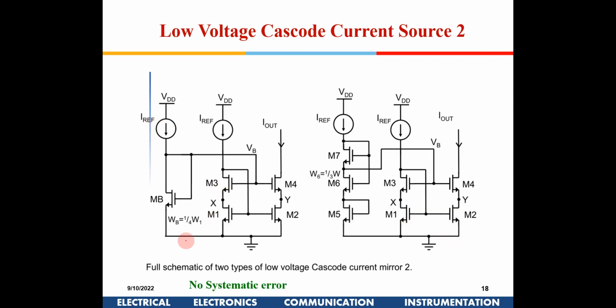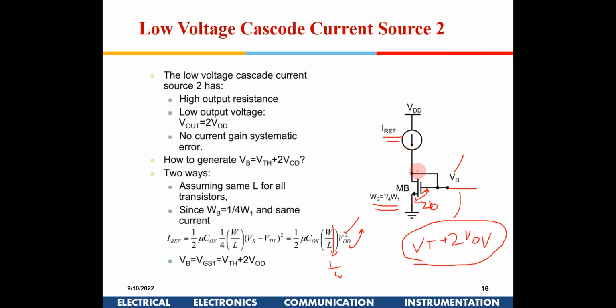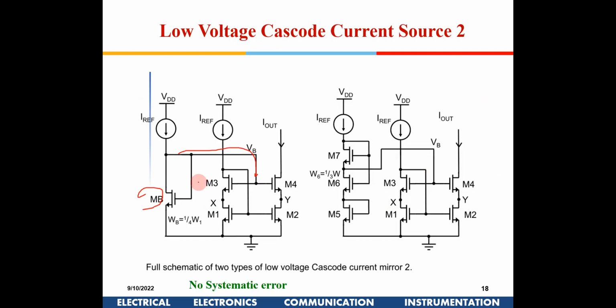Now this circuit will start looking like this. So we have generated this VB here, and that VB is connected here. This was the first circuit, and this was the second circuit to generate VB. So I have patched it up here. So now this is how the current source will look. Is it okay with all of you?